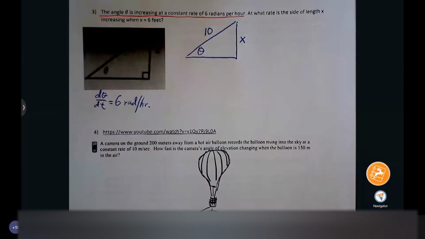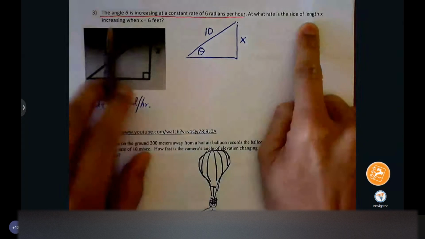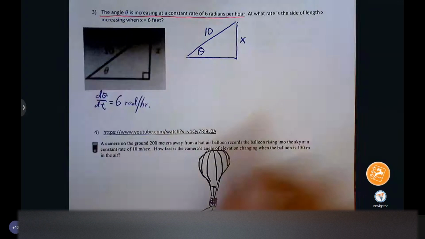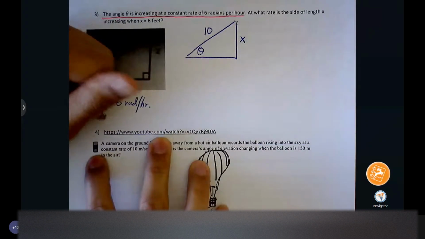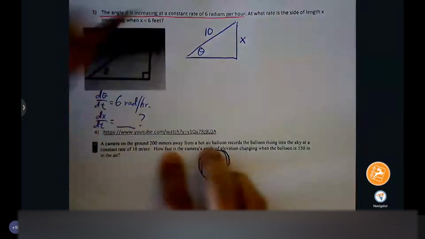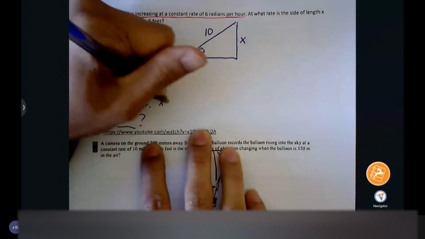Okay, next sentence. What rate is the side of length x increasing? So what is that talking about? Good, dx dt. That's the unknown. That's our goal. When x equals 6 feet. Okay, so we'll put that down as well.